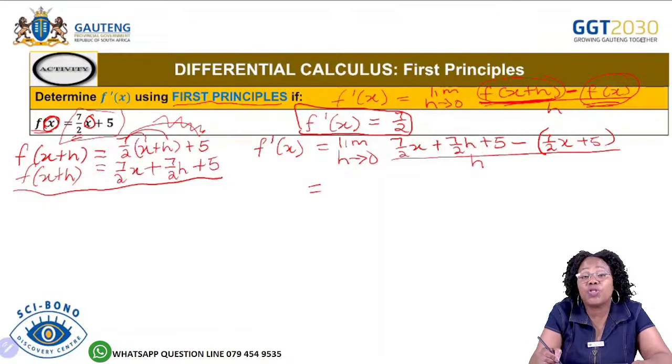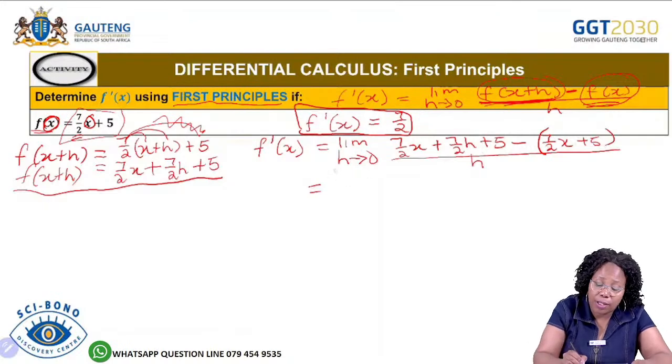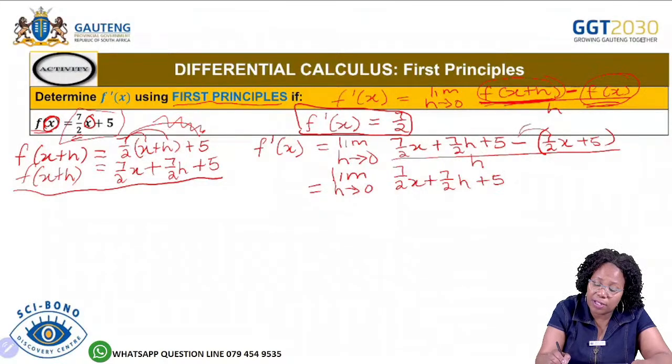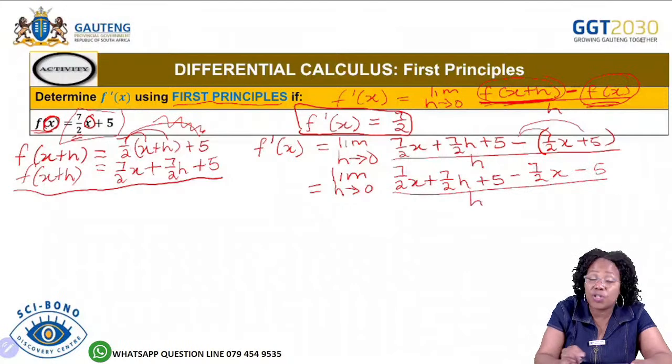The next step is to remove the bracket. We remember notation, limit of h approaching 0 must always be there. We have 7 over 2x plus 7 over 2h plus 5. Then we bring negative in, distribution of negative. It will be minus 7 over 2x, and then we end up with minus 5 there. Everything over h. Do not forget your h on the denominator, grade 12.